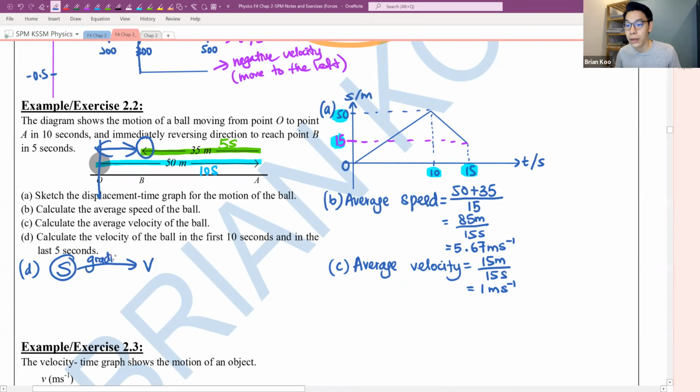Remember, I told you a very important thing is to remember the order. S go to V go to A is finding the gradient. So we are going to find the gradient in the first 10 seconds. What is the gradient of this line? One thing for sure that we know is that because it is a straight line, it only has one value for the gradient. At any point on this line, the gradient is equal to the same value.